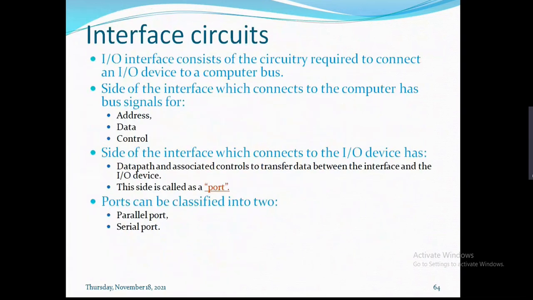Okay, just note down. What are the functions of interface? Hey, who is that man? Last three benches, I will send you out.